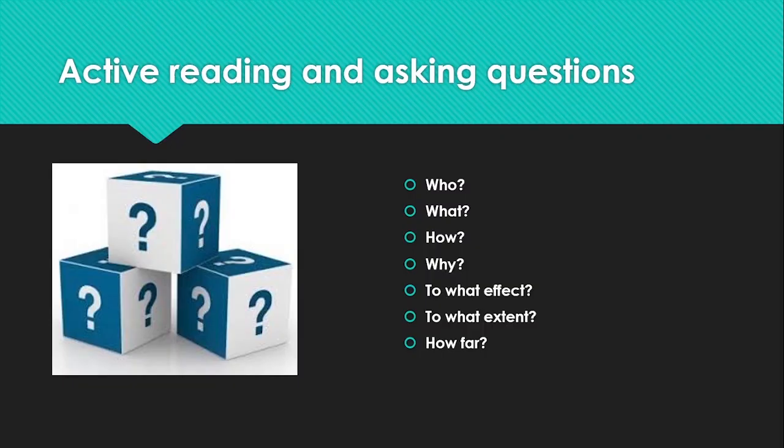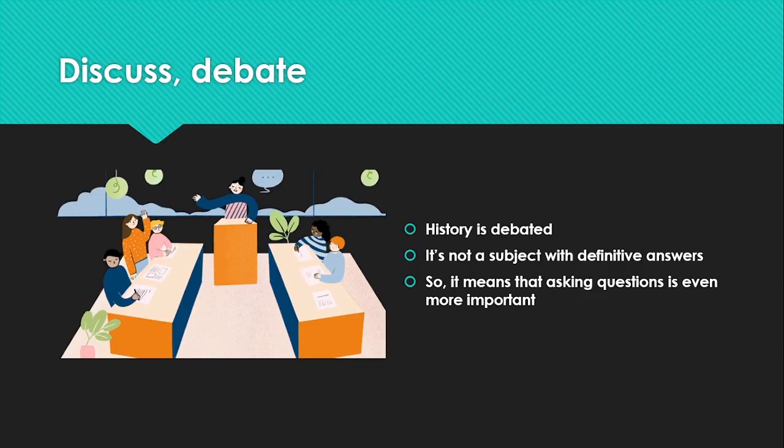And for history, I think the key questions are very simple. Who, what, how, why, to what effect, and to what extent, or how far. All this should hardly be surprising, for two reasons. First, historians in writing history ask questions themselves, and then set out to try and answer them. Read the introduction or the foreword to the works of the great historians. They will have questions set out in them.